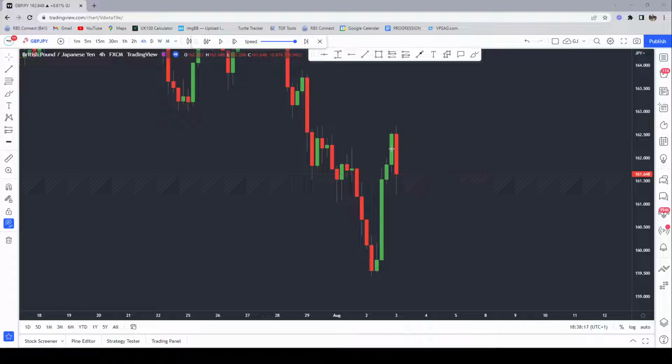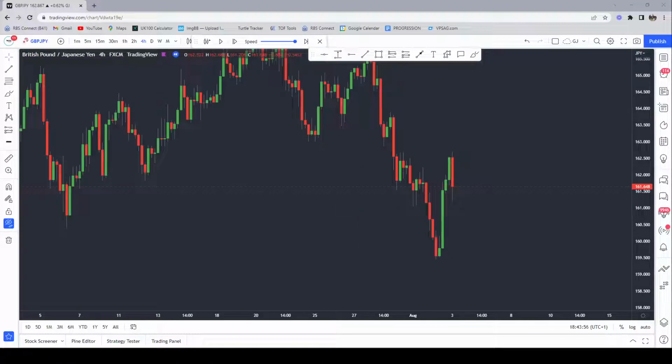The session bias, because it's a bullish and a bearish candle, is mixed, which means buys and sells are options. However, for me, I was just looking for buys. Okay, so I looked at the session bias, it's mixed, and I said to myself, what makes more sense for me? Buys made more sense for me.